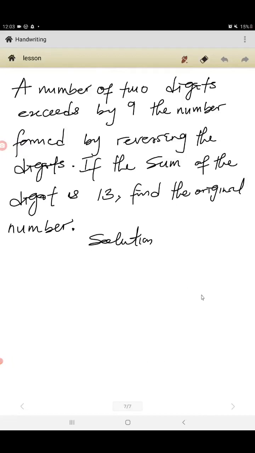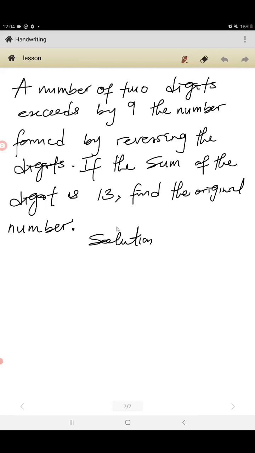Let's start by reading the question. A number of 2 digits exceeds by 9 the number formed by reversing the digits. If the sum of the digits is 13, find the original number.